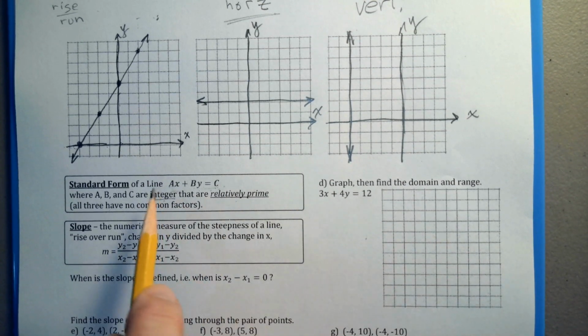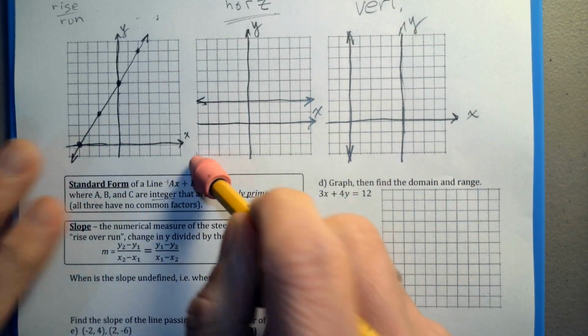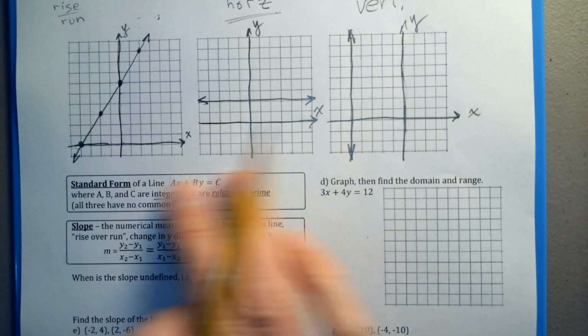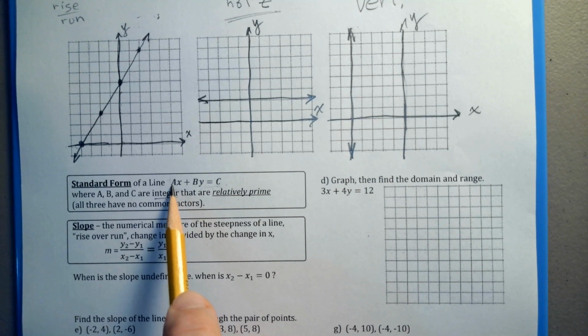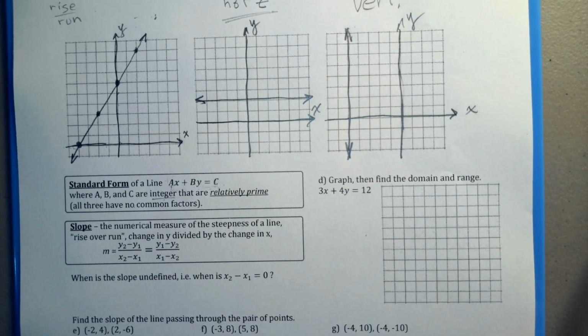Now, some teachers say that your a should not be negative, that it should always be positive. We don't really make that distinction here. You certainly can multiply through by a -1 if you want the coefficient of your x to be positive, but that's not a rule that we generally follow.